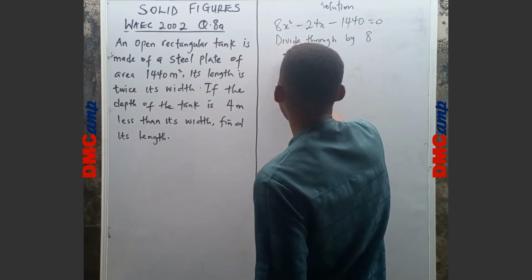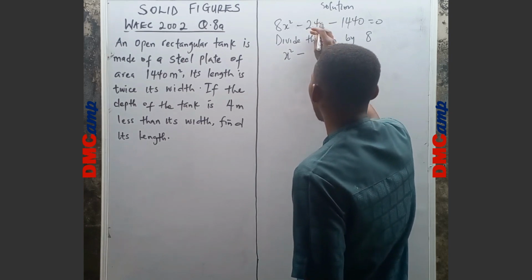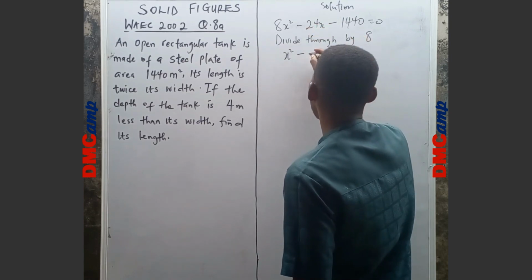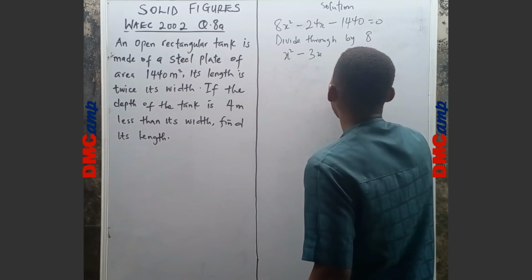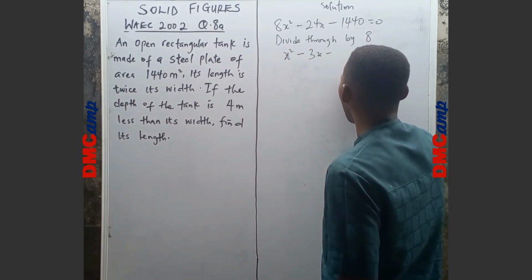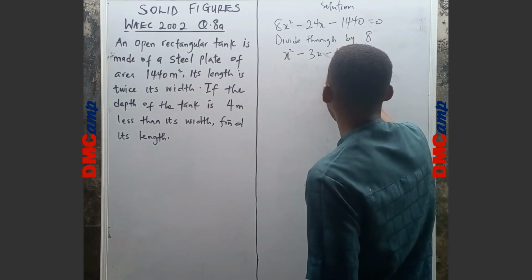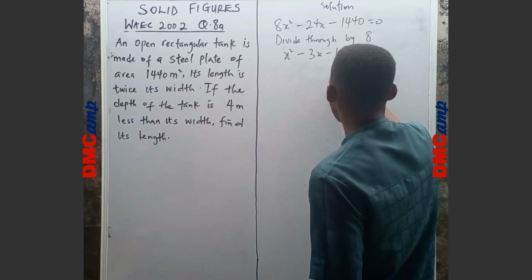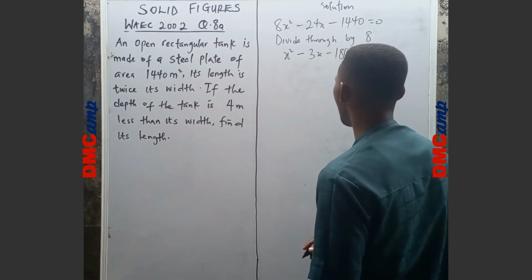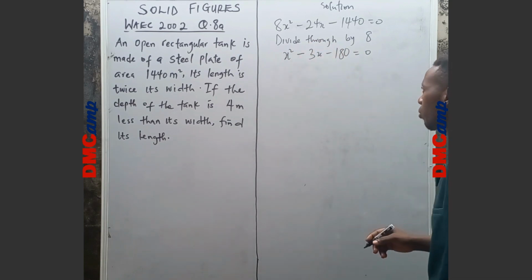If you divide 8x squared by 8, you are going to have x squared. If you divide 24x by 8, we are going to have 3x. If you divide 1440 by 8, we are going to have 180, equal to 0. So let's solve this by factorization.